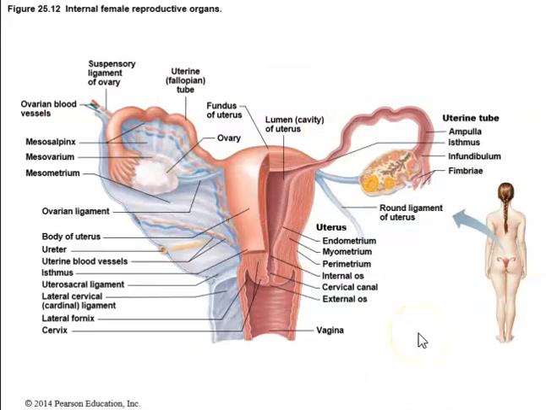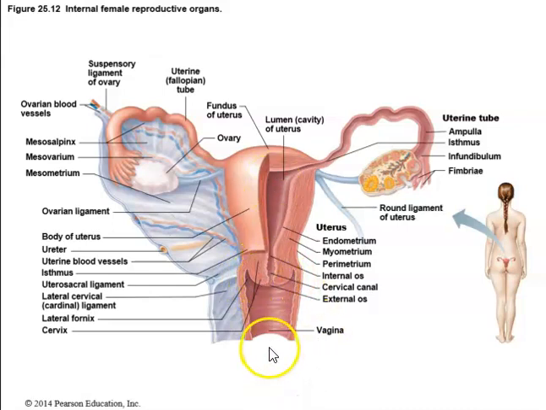So here are the internal female reproductive organs. Again, here is the vagina. Superior to the vagina is the uterus. And the lower third of the uterus is the cervix. So the cervix is actually part of the uterus. Now the cervix is important because it allows for entrance into the uterus.